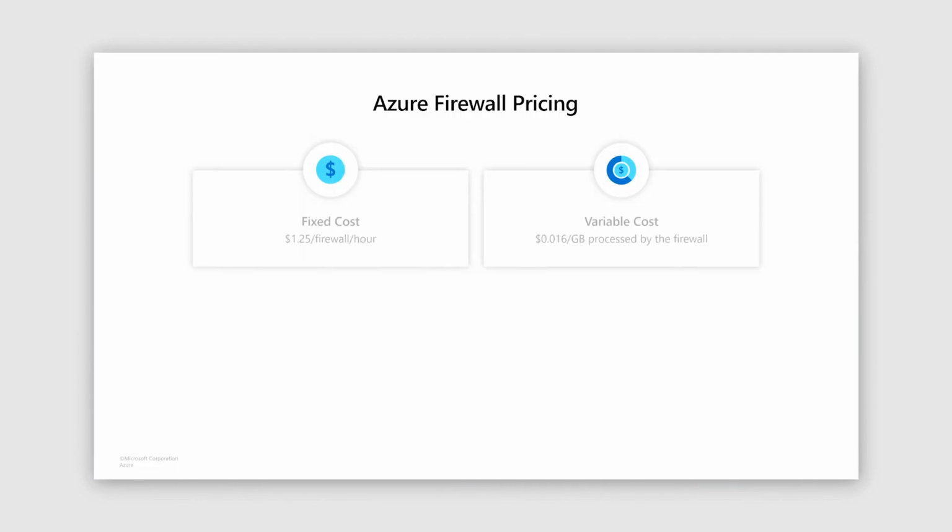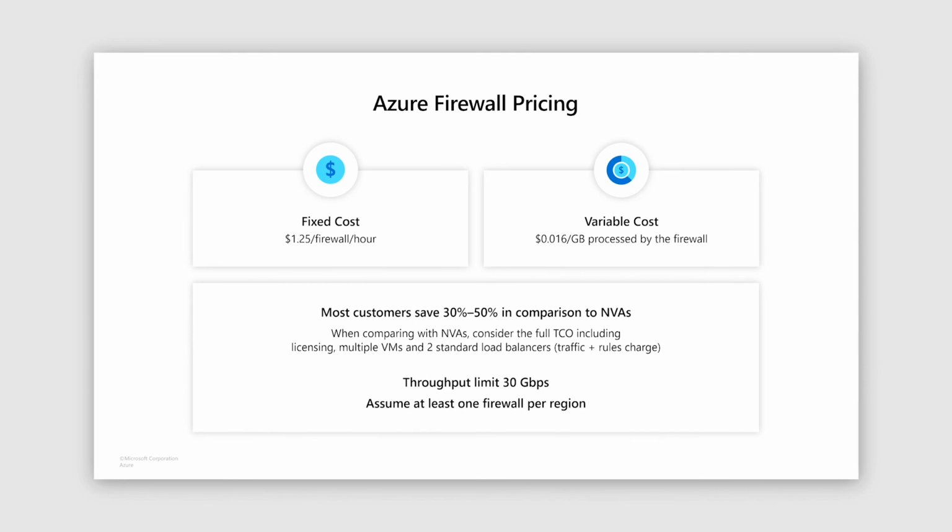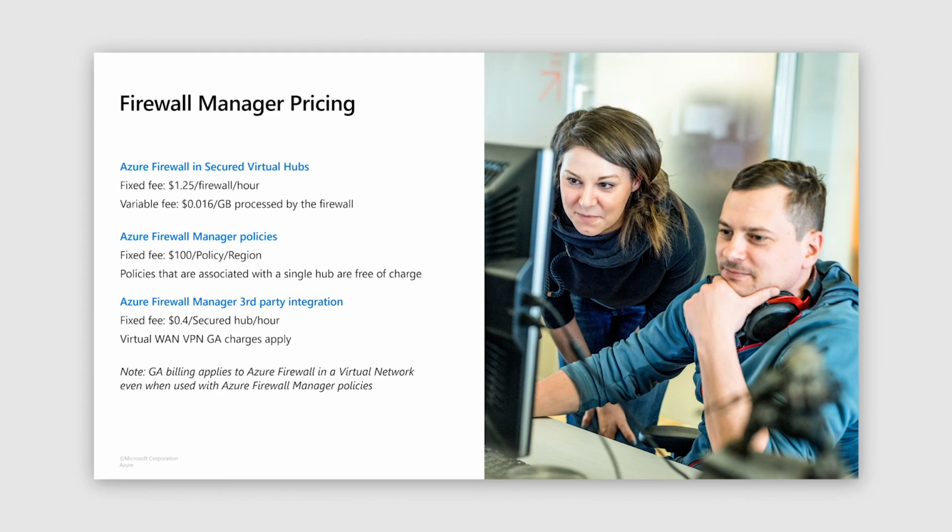Now let's review Azure Firewall pricing. Azure Firewall pricing has two costs. There's a fixed cost of $1.25 per hour and a variable data processing charge for every gigabyte transferred. In addition to Azure Firewall charges, Azure Firewall Manager has a charge of $100 per region per policy per month and a cost of 40 cents an hour for 3P integration.